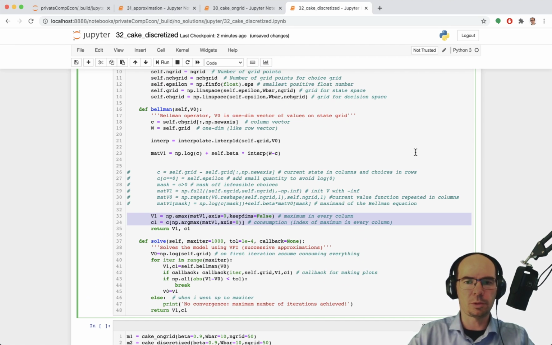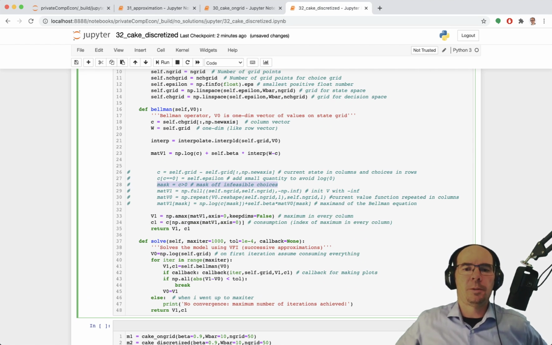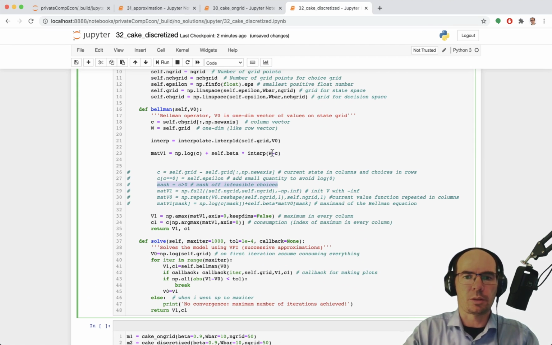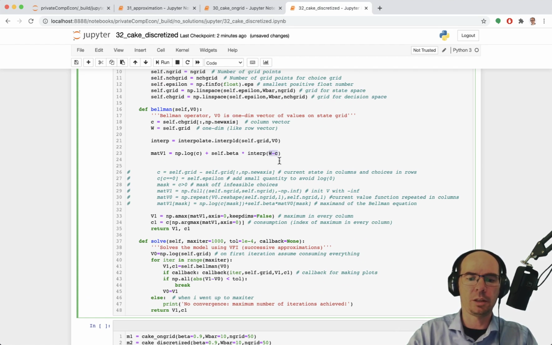But let's see what else we did in the on-grid solution. We had this mask to mask off the infeasible choices. Well, do we have to do the same now? Let's think about it. It could be that W is small, right? So for the points of the state space grid which are small, we could subtract something which is larger than them, and that would break the computation, because now we would have something negative here. And we go immediately into the extrapolation domain, right?